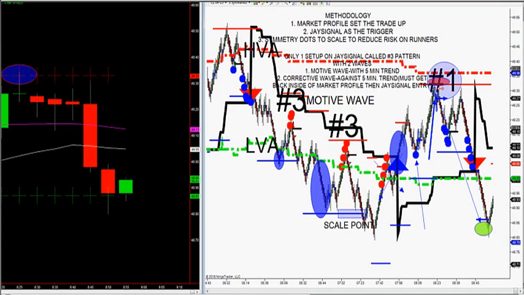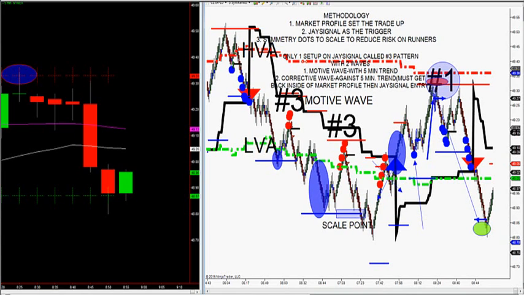Then we come in the black charts, right? The only trade we had on the black charts this morning is the number 1. Remember, there's only one trade on J signal. We have only one setup on J signal called a number 3. A motive wave is with the 5-minute trend. Market profile must break. Then you get a retracement, or you get a corrective wave and you get back inside of LVA or HVA on the first retracement with the pull-in bar or arrows, triangles, which we had.